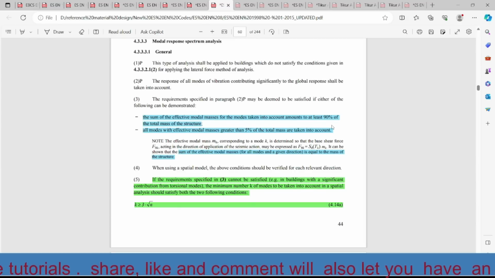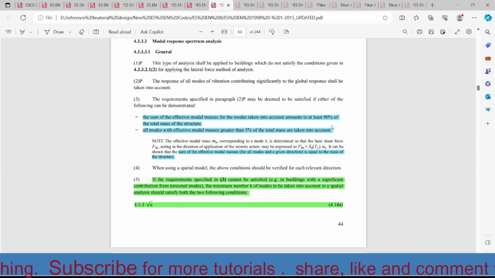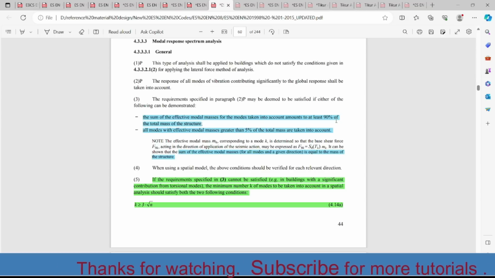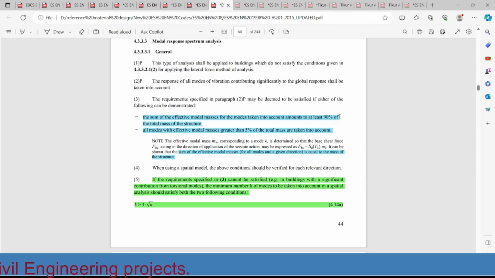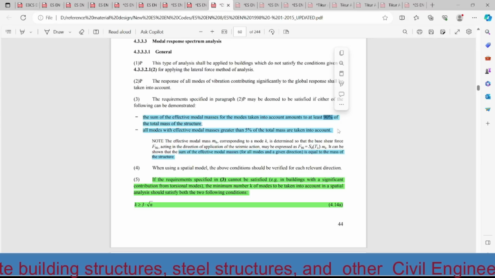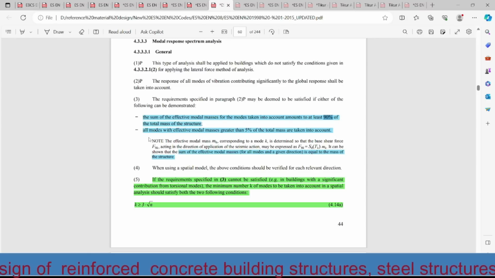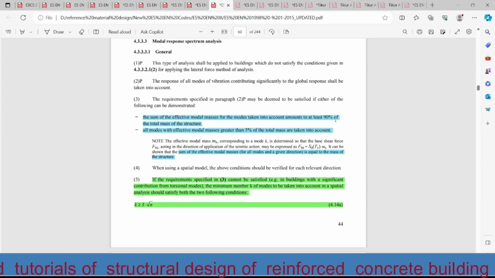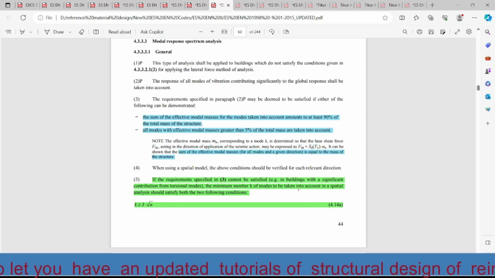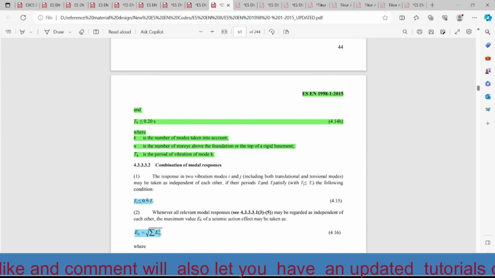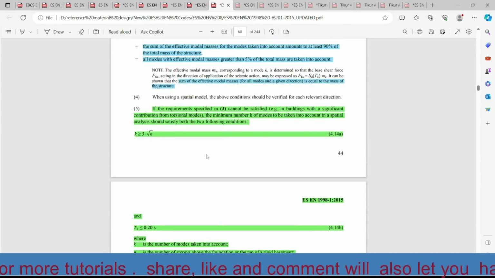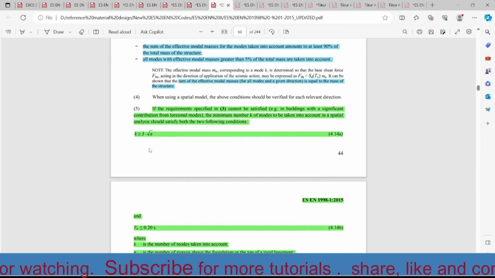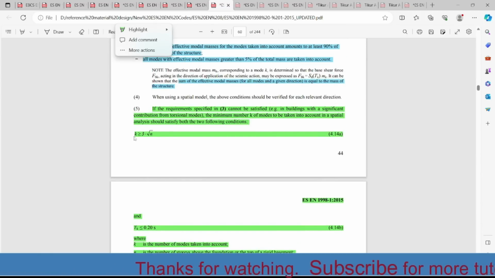So if the last number of modes contributes 85% of the total mass of the structure, this indicates that the number of modes is not adequate. So we need to increase the number of modes until we get 90% of the modal participation mass ratio. The minimum number of modes can be determined based on this formula. This is the minimum number of modes.